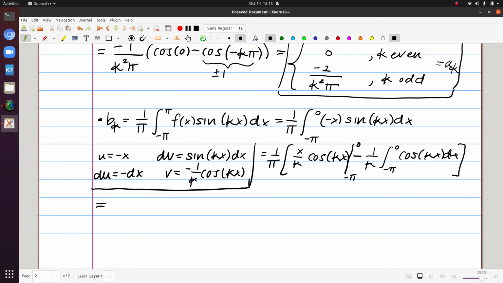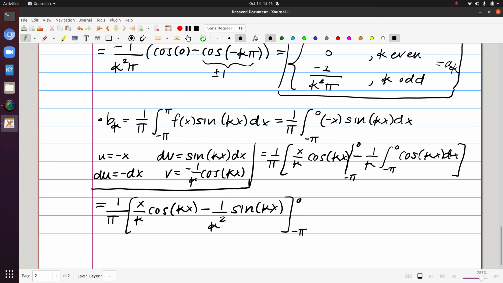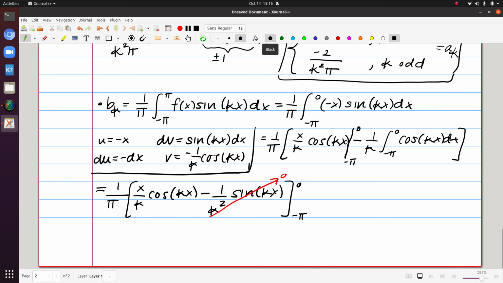So I'm going to have 1 over pi. We have x over k cosine kx. And then when we anti-differentiate the minus 1 over k cosine kx, that's going to bring out another 1 over k. And it will be 1 over k squared sine kx. And we're evaluating this whole thing from minus pi to 0. So in this example, it's the second factor that will always evaluate to 0 when we plug in 0 or minus pi. And let's look at what we have left.